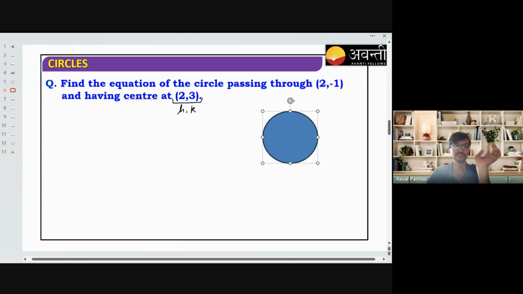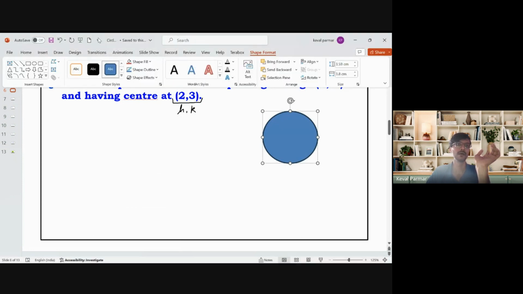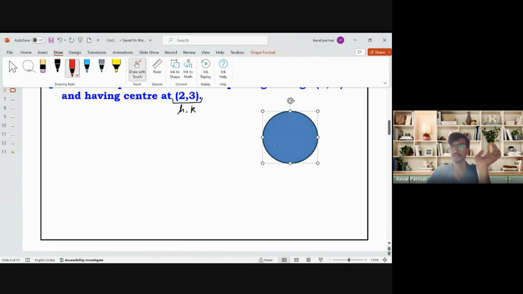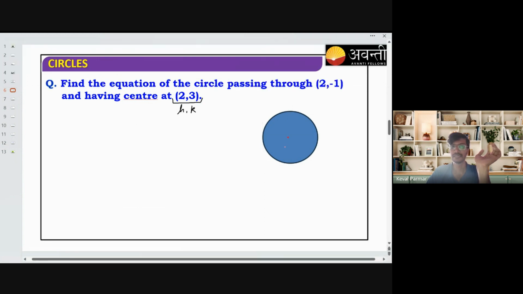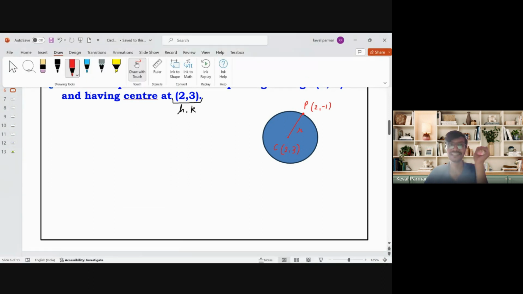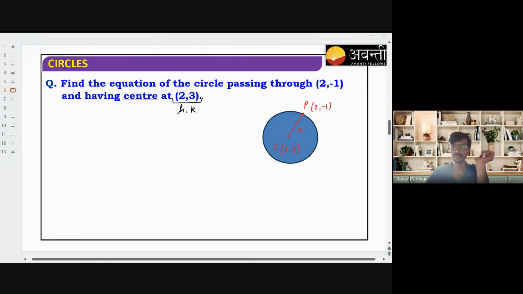Yeah. So let's say this is the circle. Here we have been given the center as (2, 3), and the circle is passing through some point (2, -1). Let this point be P, and let this point be C. If we join these points, we'll get our radius. So what do we have to do? We have to use the distance formula. So radius will be equal to the length of CP.